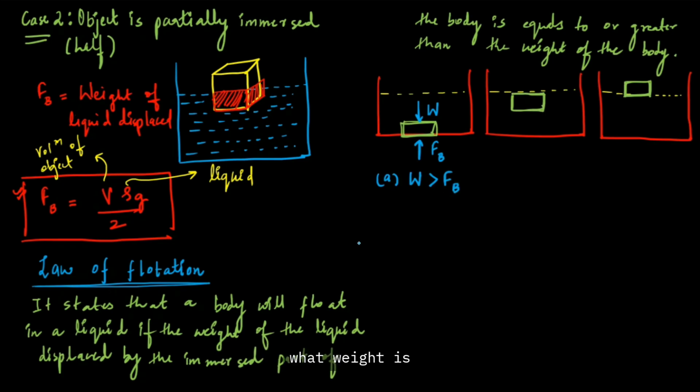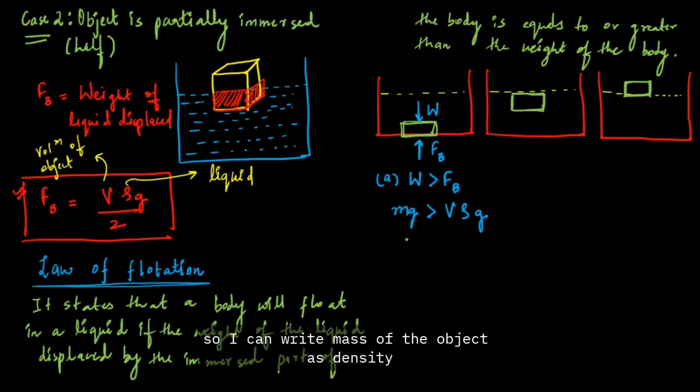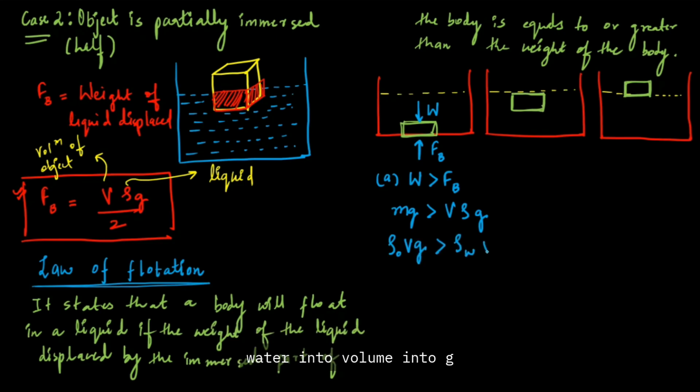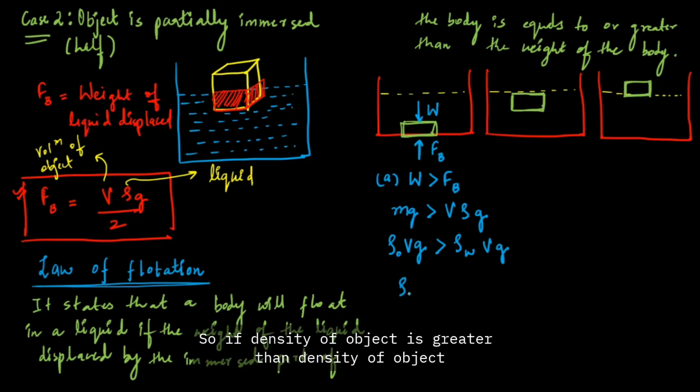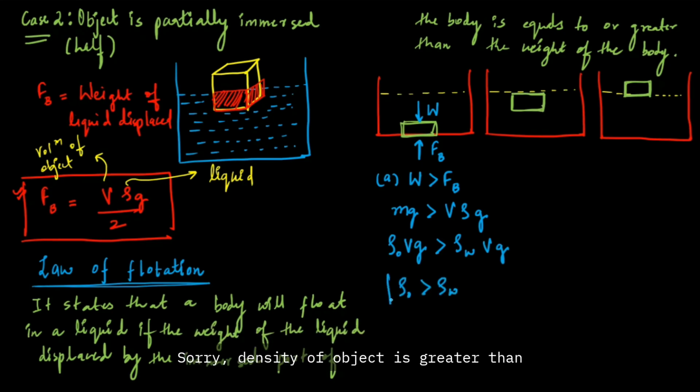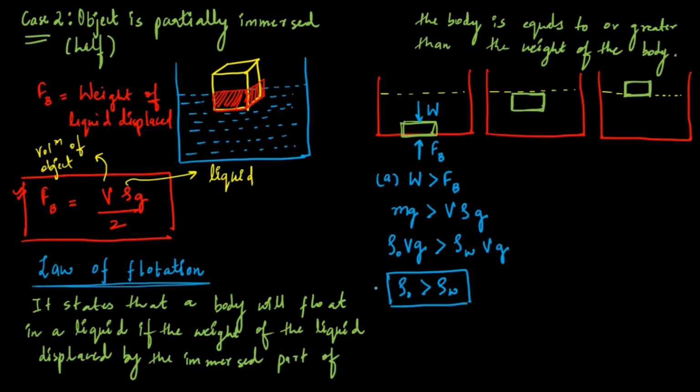Now let us try to find out what weight is. Weight is mg, where Fb is V rho g. If I try to write the mass of the object, I can write it as density of the object times volume of the object. So density of object, I'm writing as rho naught, times volume into g. This must be greater than density of water into volume into g. So if density of the object is greater than density of water, the object will sink. This is the first case.